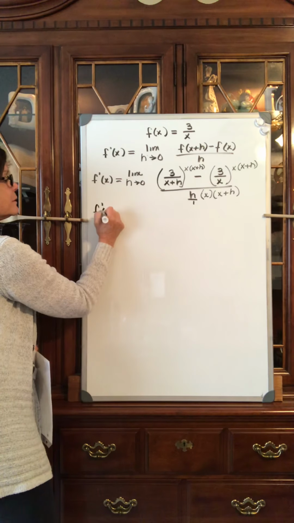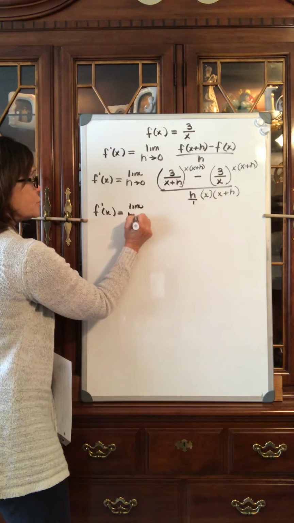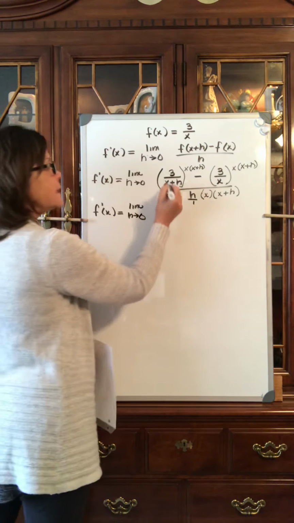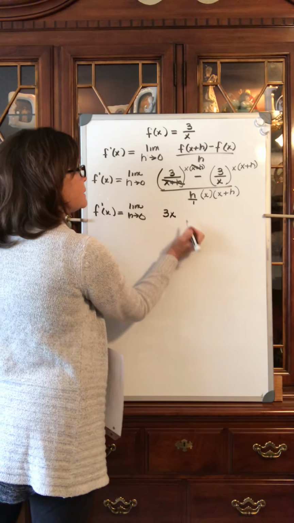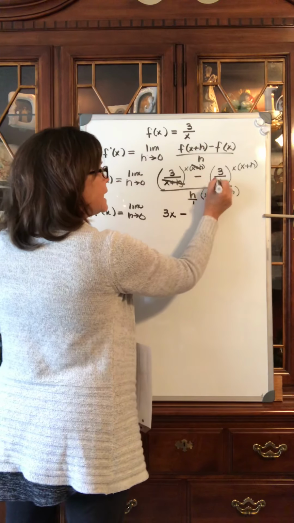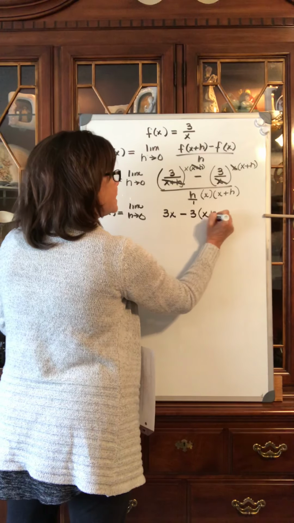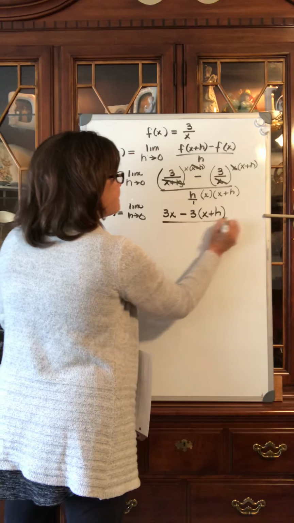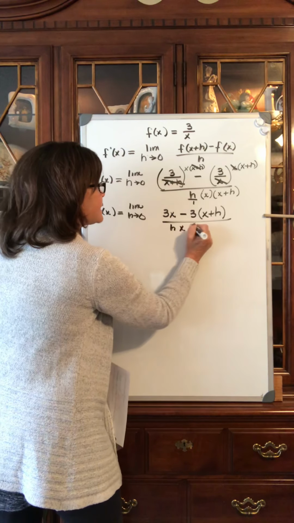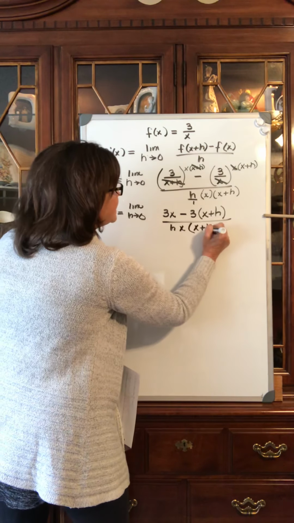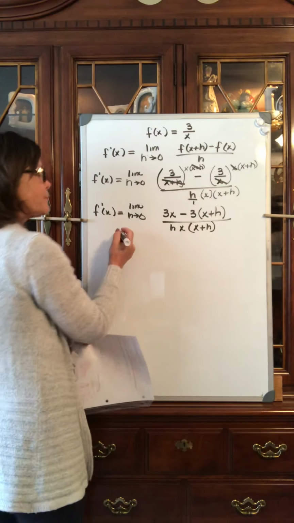The first derivative is equal to the limit as h approaches 0 of, the x plus h's cancel, so we have 3 times x minus the x's cancel, so I have 3 times x plus h. In the denominator, nothing cancels, so I have h times x plus h. I'm not going to distribute that yet. I'm going to wait and see what I have after I clean up the numerator.